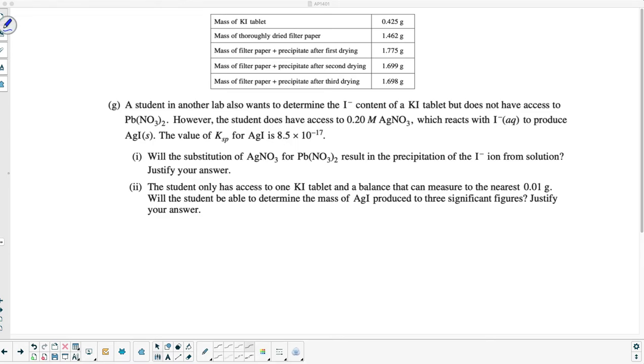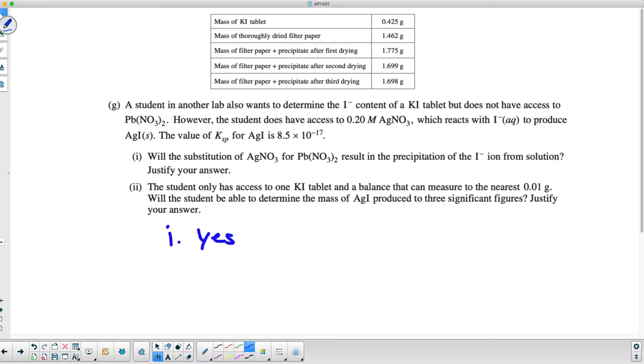A student in another lab also wants to determine the I⁻ content of the KI tablet, but does not have access to Pb(NO₃)₂. However, the student does have access to 0.2 molar silver nitrate, which reacts with the iodide ion to produce silver iodide. The value of the Ksp for AgI is 8.5 times 10 to the negative 17. So the question is, will the substitution of AgNO₃ for Pb(NO₃)₂ result in the precipitation of iodide ion from the solution? Justify your answer. And the answer to that is a very clear yes.